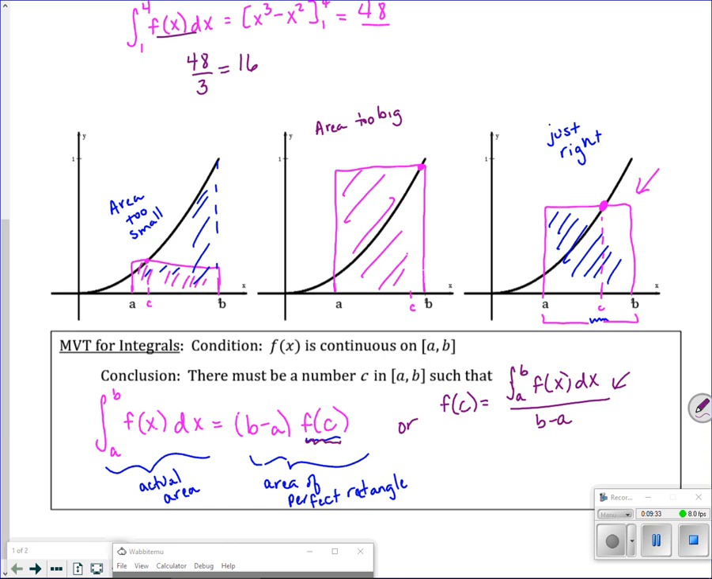So for the MVT for integrals, when I figure out the formula and I forget it, I go, you know what? f of C, this height, this Y value, ends up being the average value of the function. And that's how I remember the formula for the MVT. I'm like, f of C is average value, and then I can go from there. So let's look at a problem where we can use that. Let's go to the next example.